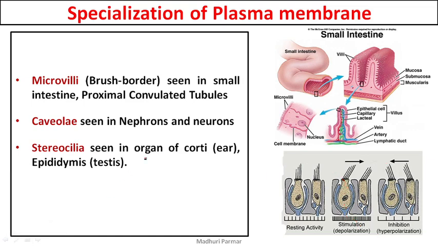So stereocilia are present in the organ of Corti. Some of this type of cilia are also present in the epididymis of the testis.